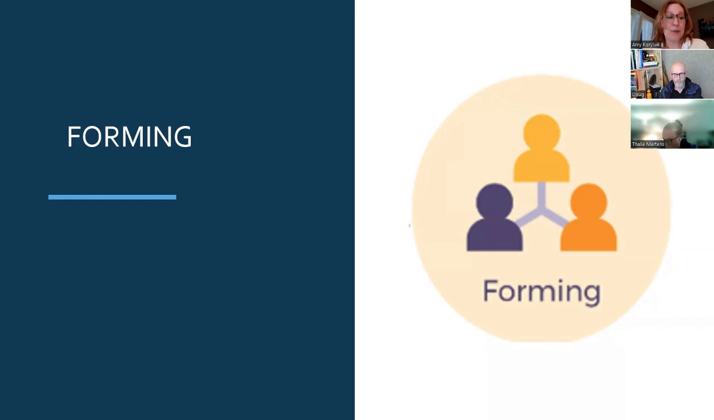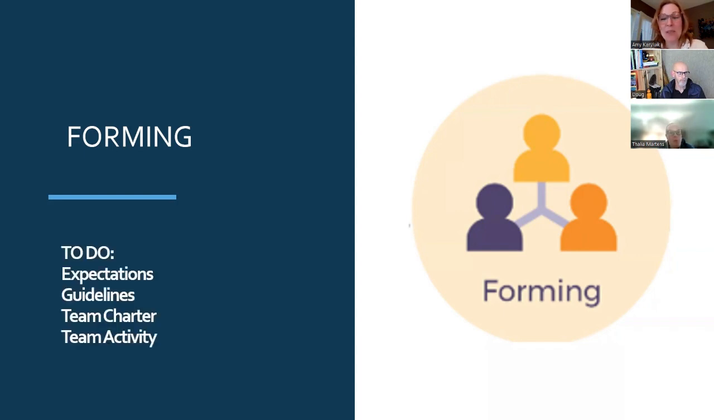So the first stage is forming. Forming is when people come together, which is sometimes called the honeymoon stage. People often behave nicely and are trying to make a good impression. At this point, it's a good time to create a set of shared expectations, guidelines, or a team charter. You could also do team forming activities to build trust and to get to know the strengths and weaknesses of your team members and how everyone is going to work together.